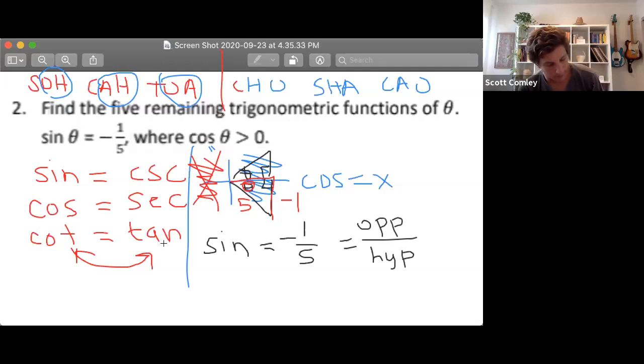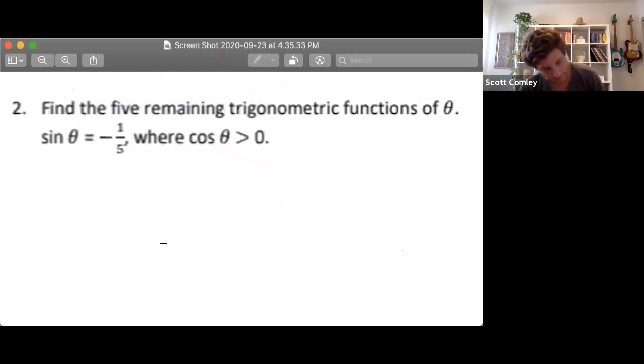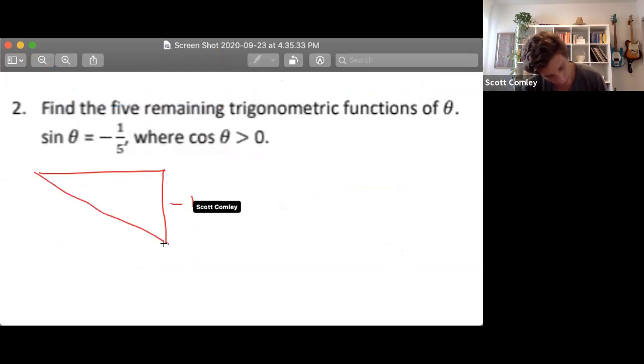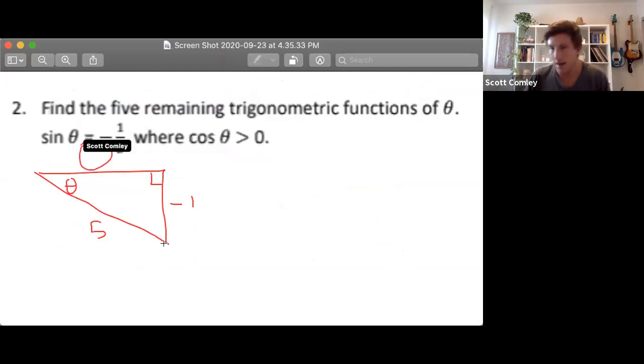Delete everything, but I'm going to redraw the triangle as we need it. So we have boom, boom, boom. This is -1. This is 5. This is my theta, and there's a right angle. We have to do Pythagorean theorem to get this final side. So it's going to be, let's just call it x right now, because we can figure out what it is.